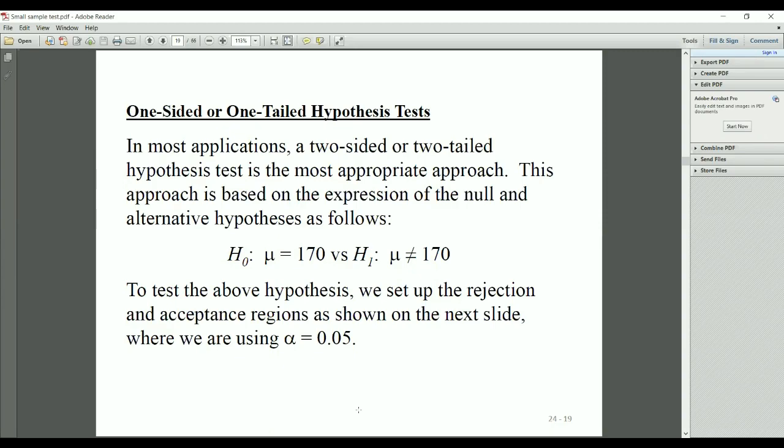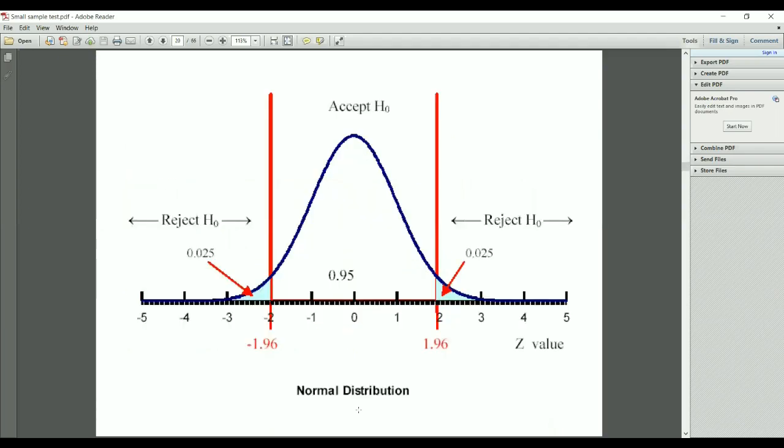Now we have to check this hypothesis. We state the rejection and acceptance region as shown in the next slide. We are assuming that alpha is equal to 0.05. So this is the region. In the normal distribution for that particular 0.05, that value is 1.96 in that table. Yesterday I sent you all the normal distribution table values, Poisson distribution table values, and binomial distribution.